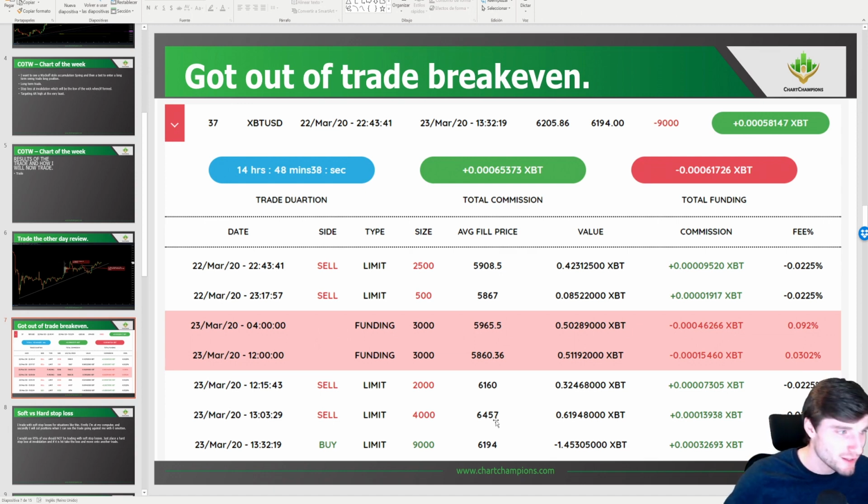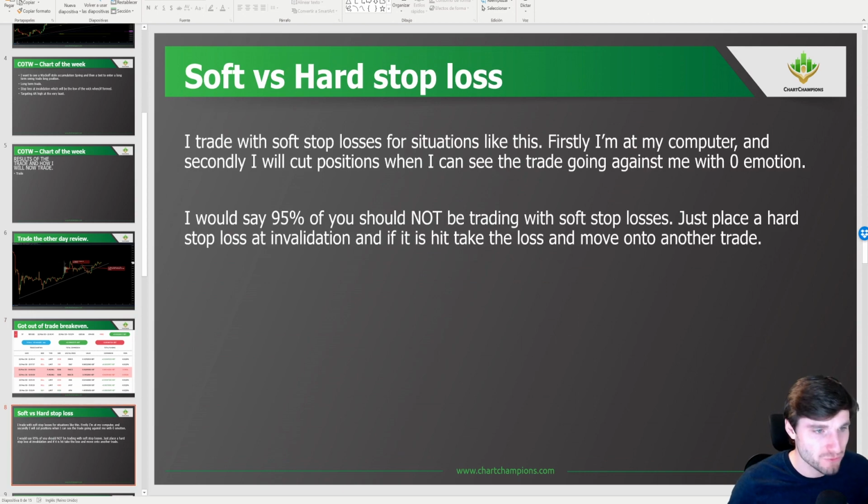What I really want to highlight, I'll read out this slide before I go into it, it will make more sense. I trade with a soft stop loss for situations exactly like this the other day.